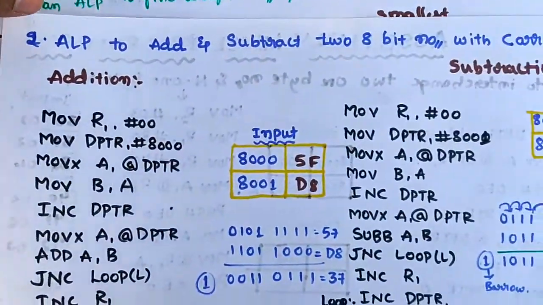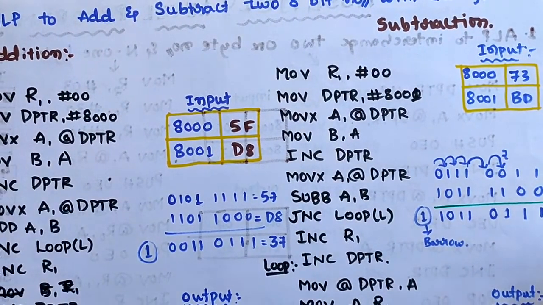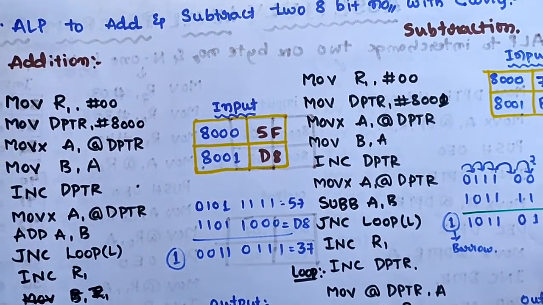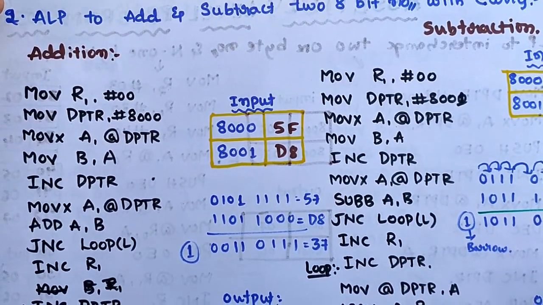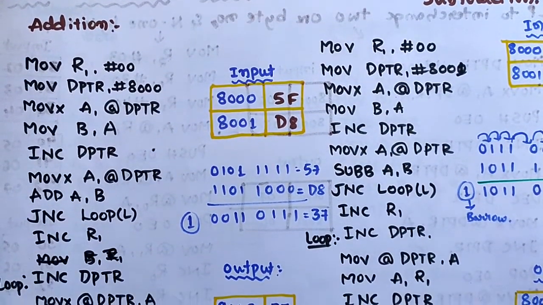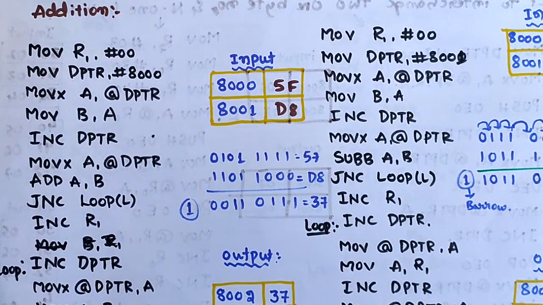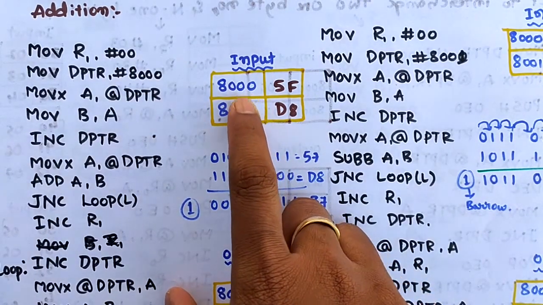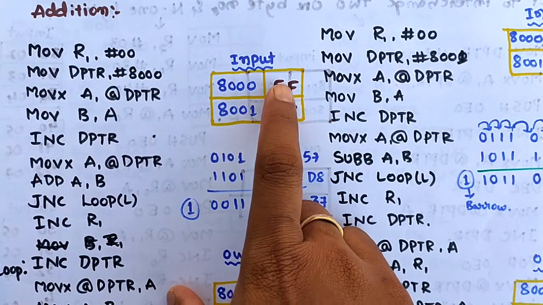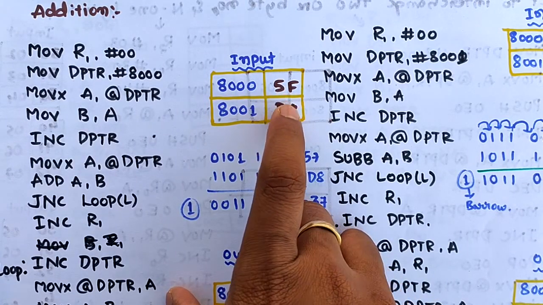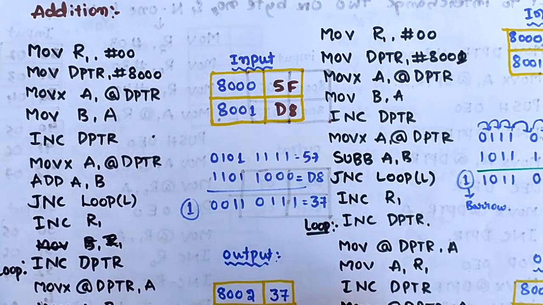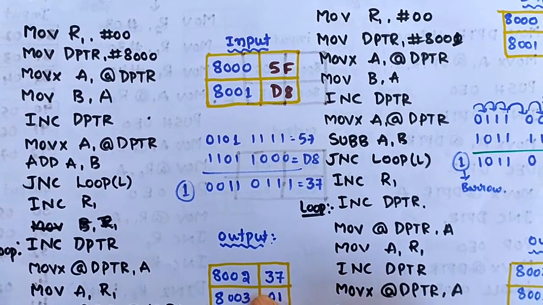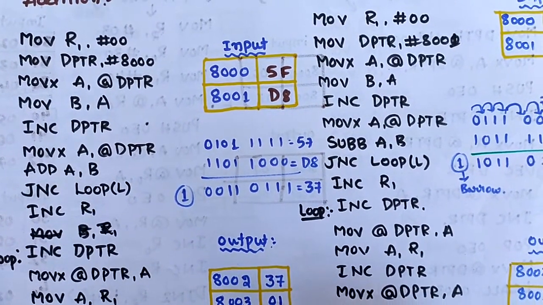And the next simple program we are going to do is an assembly language program to add two 8-bit numbers, or 1-byte numbers. So here also I have selected two memory locations, 8000 and 8001, to store the first byte and second byte. So I'm going to add these 2 bytes and store the result in 8002. If any carry is there, I'm going to store it in the 8003 location.